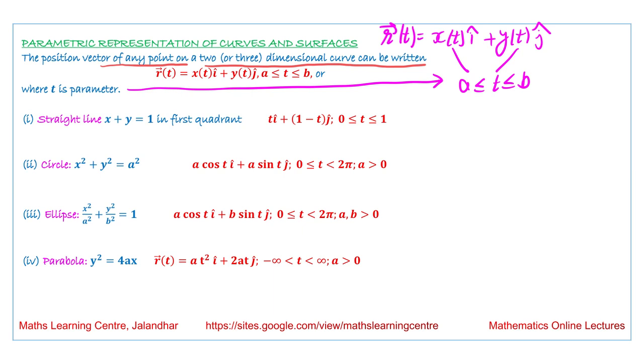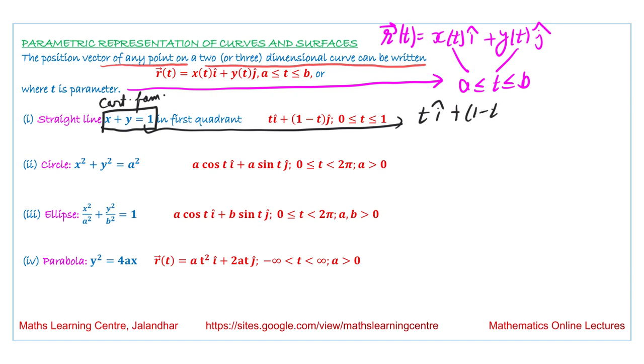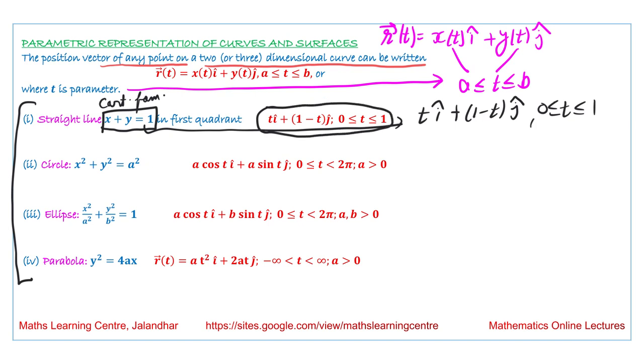If we talk about a straight line in the first quadrant, the equation is x plus y is equal to 1. This is the Cartesian form. Now the parametric form of this equation will be t i cap plus 1 minus t j cap, where the value of t varies from 0 to 1. You should remember these equations, these are the parametric forms of certain equations. First is the parametric form of the straight line.